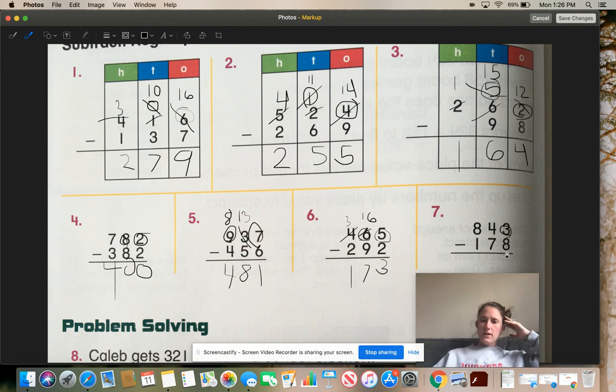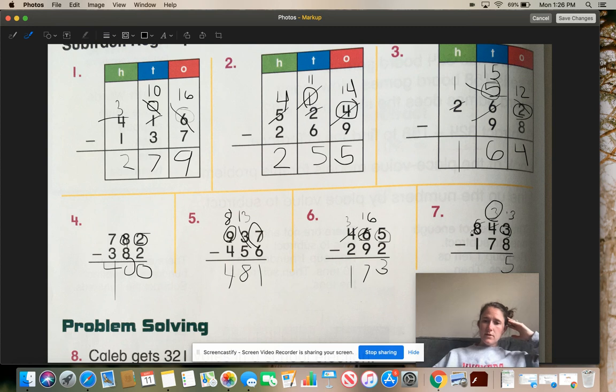3 minus 8. Can't do it. Go to the 4. The 4 becomes a 3. The 3 becomes a 13. 13 minus 8 is 5. Now I have a 3 minus 7. Can I do that? Nope. Circle my 3 and my 8.